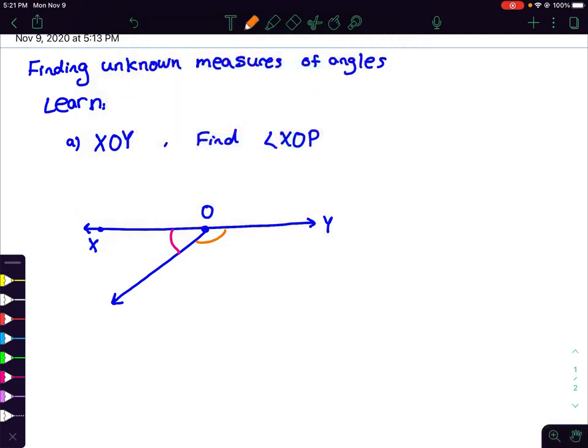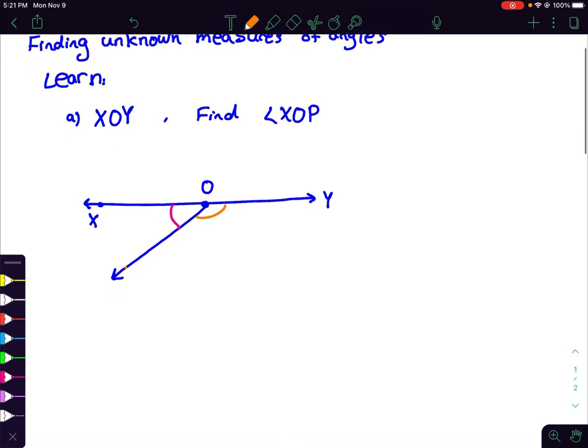This angle, which is YOP, is given. So the angle YOP is given, and it's 125 degrees. And it's asking us, what is the other angle, XOP, or we can also call it POX? So how are we going to find out?